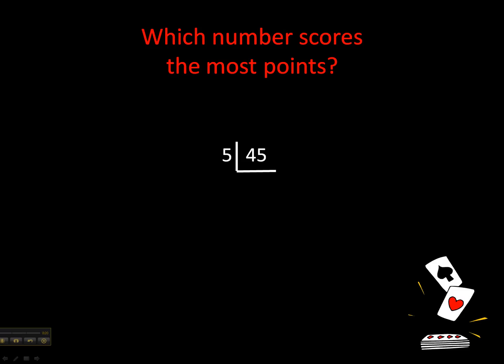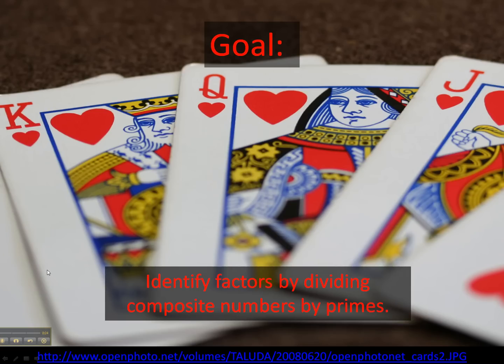All right. In our lesson today, our goal is to identify factors by dividing composite numbers by primes. Now, there's some terms here that you need to understand before we proceed. If you're not really sure about factors and composite numbers and primes, you're going to need to look at lessons 1, 2, and 3 again, where I introduce those terms. I'm going to go through them really quickly right now, though.